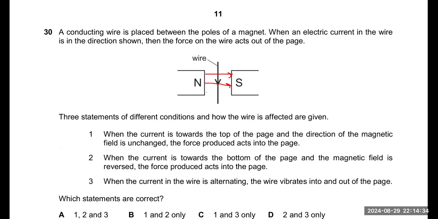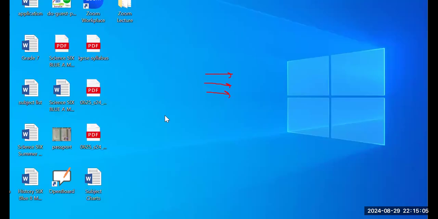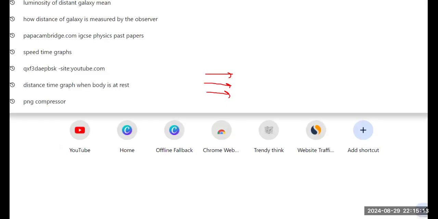And three statements of different conditions and how the wire is affected are given. Here three different conditions are given, and you have to understand which one is correct and which one is wrong. Then you have to finalize your answer. Before you understand these three points, I want to show something from the Google side, that is Fleming's left hand rule.